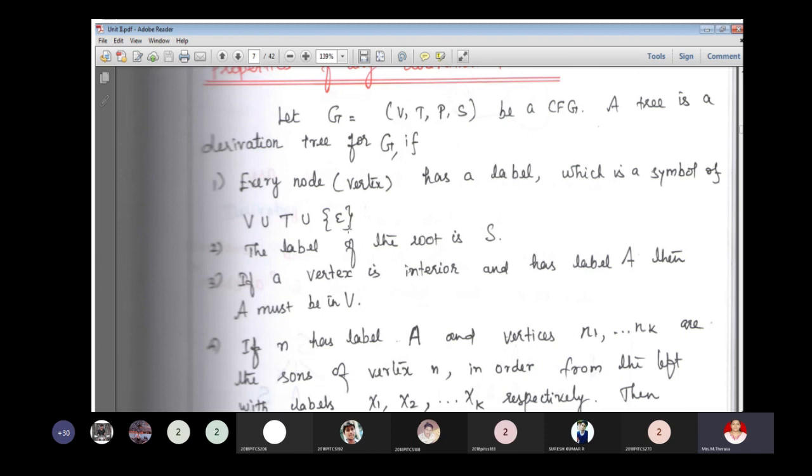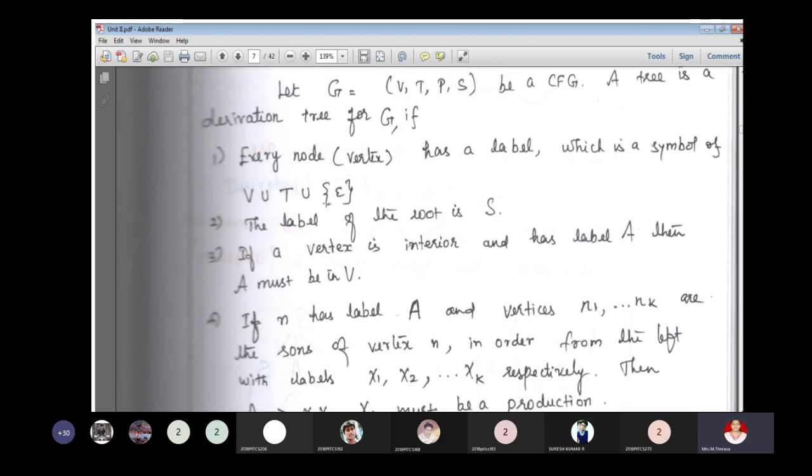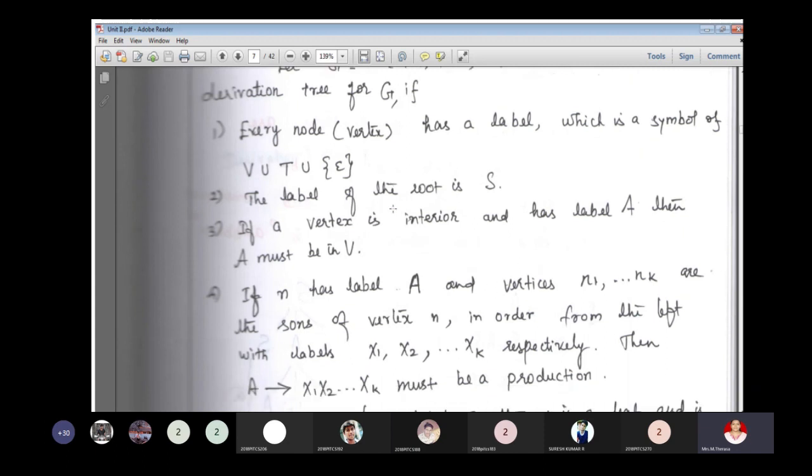Every node of the graph which we are going to draw should have a label, and the label can be a variable or a terminal or epsilon. This is the first property. Second property, the label of the root is S. So always the root node should be labeled with the start symbol S.